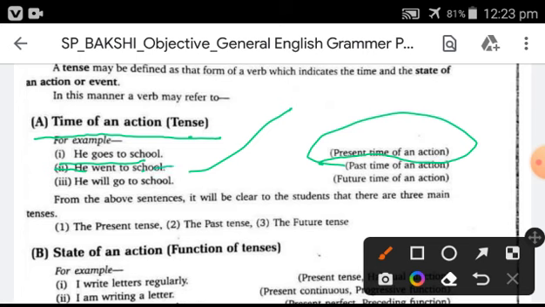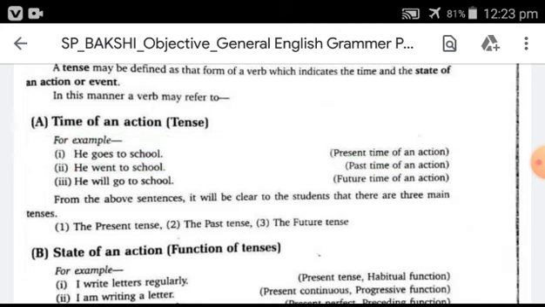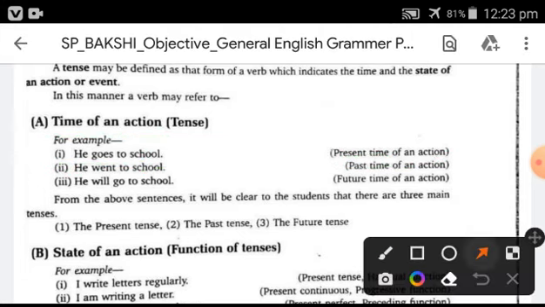Second, he went to a school, refers to past time. And third, he will go to a school, refers to future time. These three sentences show when the work is done by any person. First sentence, he goes to a school, present time. Second, past time. And the third, future time.